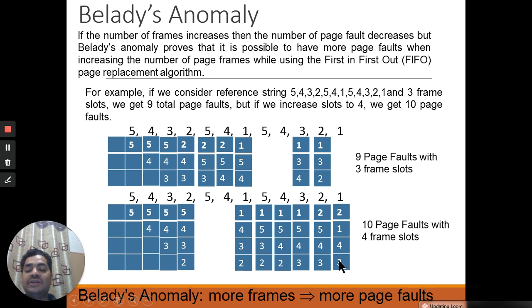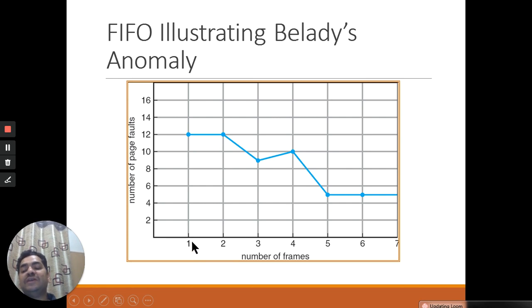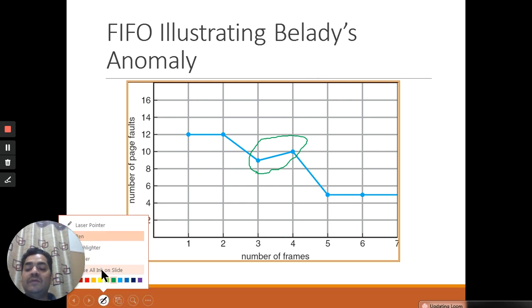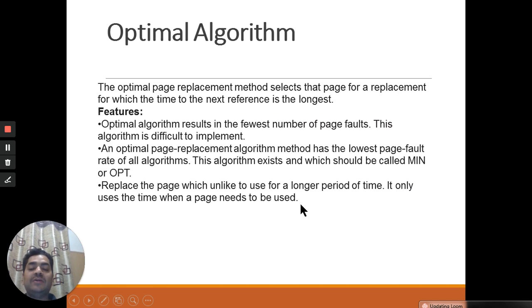It means that it is not always true that if we increase the number of frames, it will decrease the number of page faults. Belady's anomaly states that more frames can mean more page faults. We will see in the graph. This graph shows that if frames are 1, 12 page faults are there. If frames are 2, 12 page faults are there. If frames are 3, 9 page faults are there, and if frames are 4, then it increases to 10. This is the Belady's anomaly. Means if we increase the number of frames, it can increase the number of page faults.